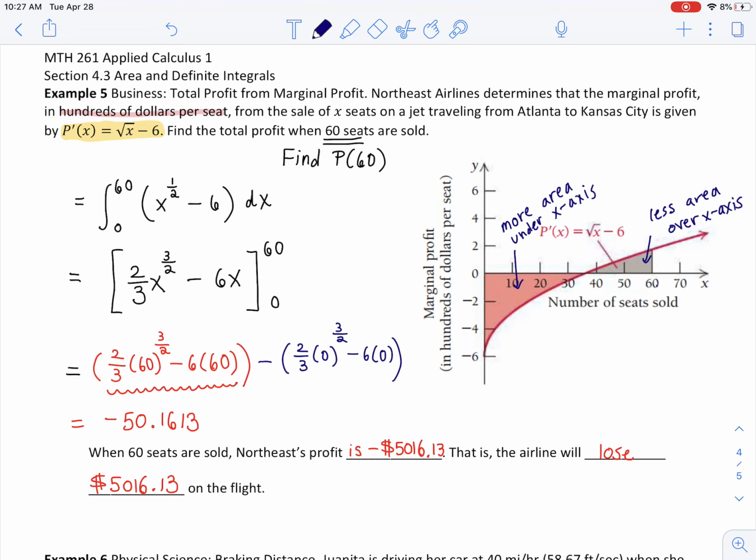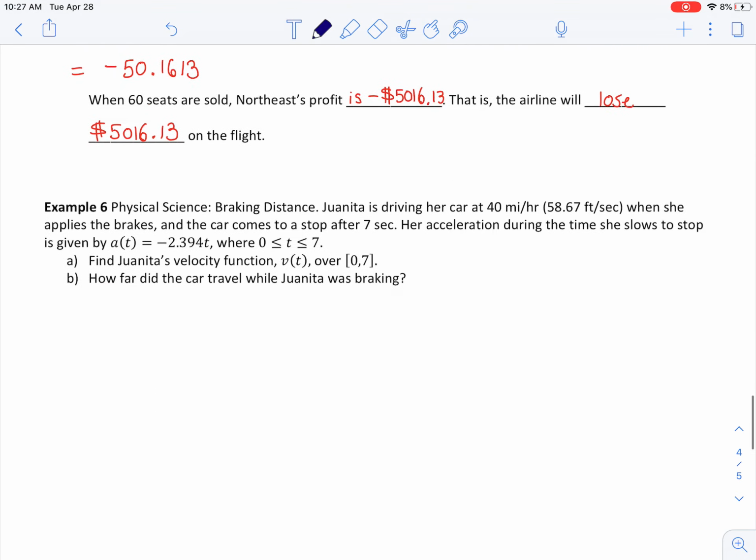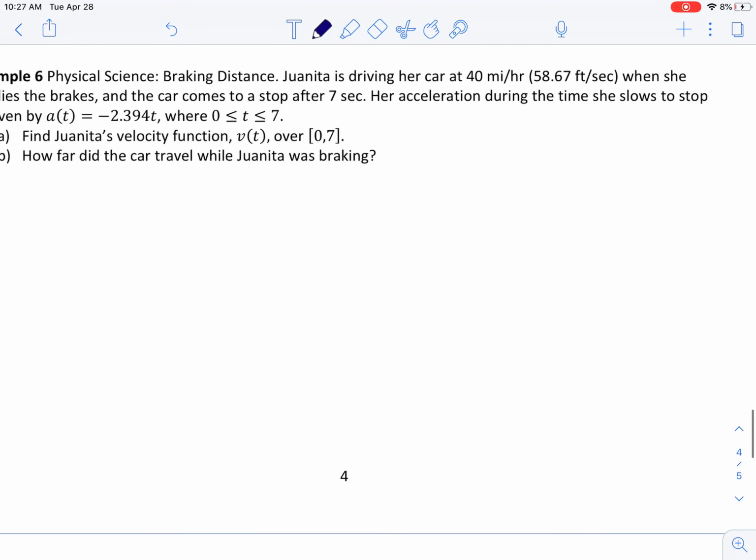Let's go look at the very last one, example number 6. And I do want to come back and actually go over a couple of those review problems that I posted for you on Google Doc, okay, for your exam 3.